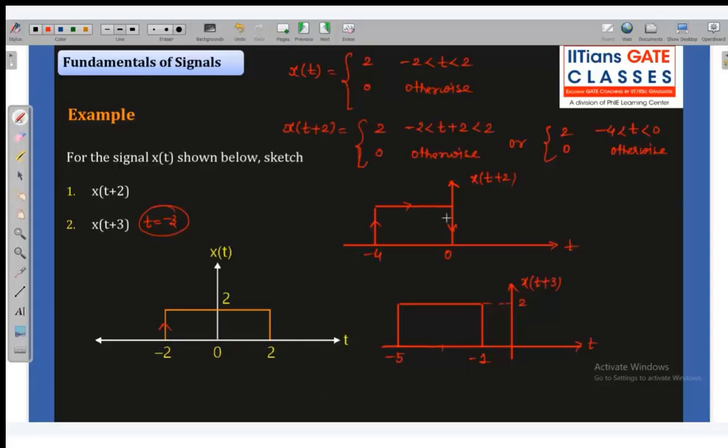Again, you can check the area will not change. This height is 2. Okay. So what is the use of this time delay? Can anybody tell me?